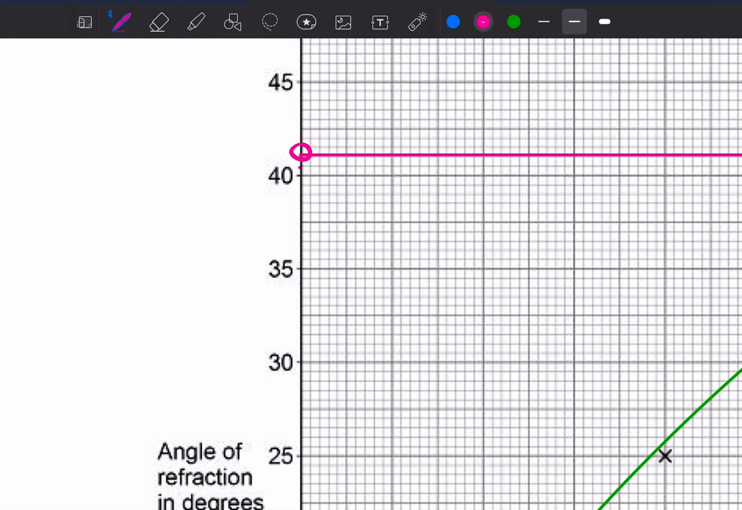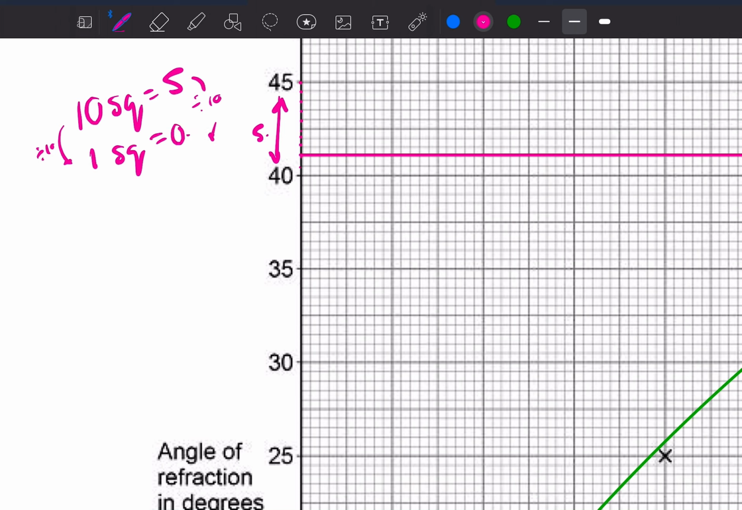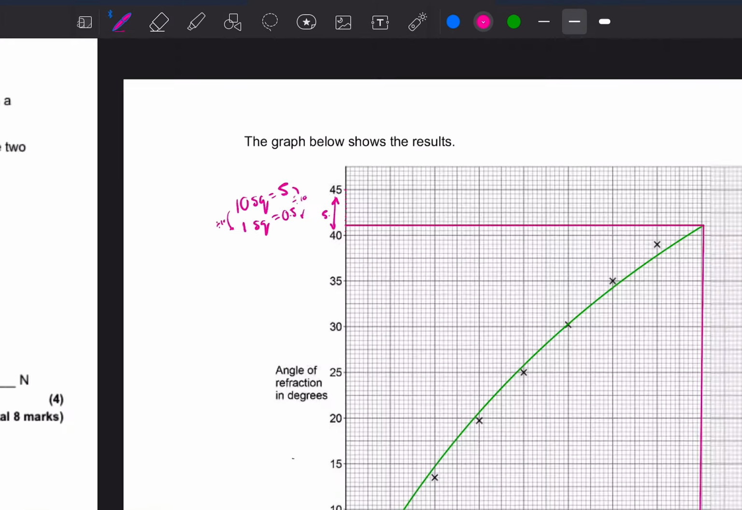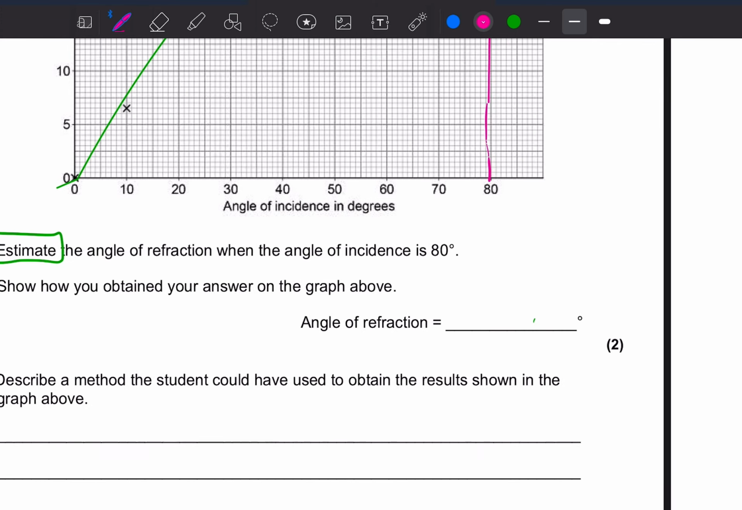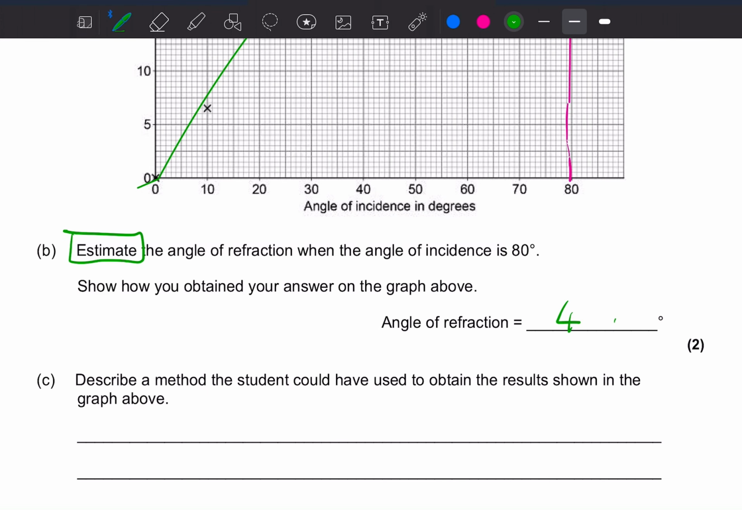So you can say I've got 41. That's 42. Is that correct? Am I using the right scale, or am I just again jumping to conclusions? We've got 1, 2, 3, 4, 5, 6, 7, 8, 9, 10. So 10 squares, and there's a difference here of 5. 10 squares equals 5, so 1 square is equal to 0.5. So yeah, I did just jump to a conclusion. It's not 42, it's 41. So my angle of refraction is 41 degrees.